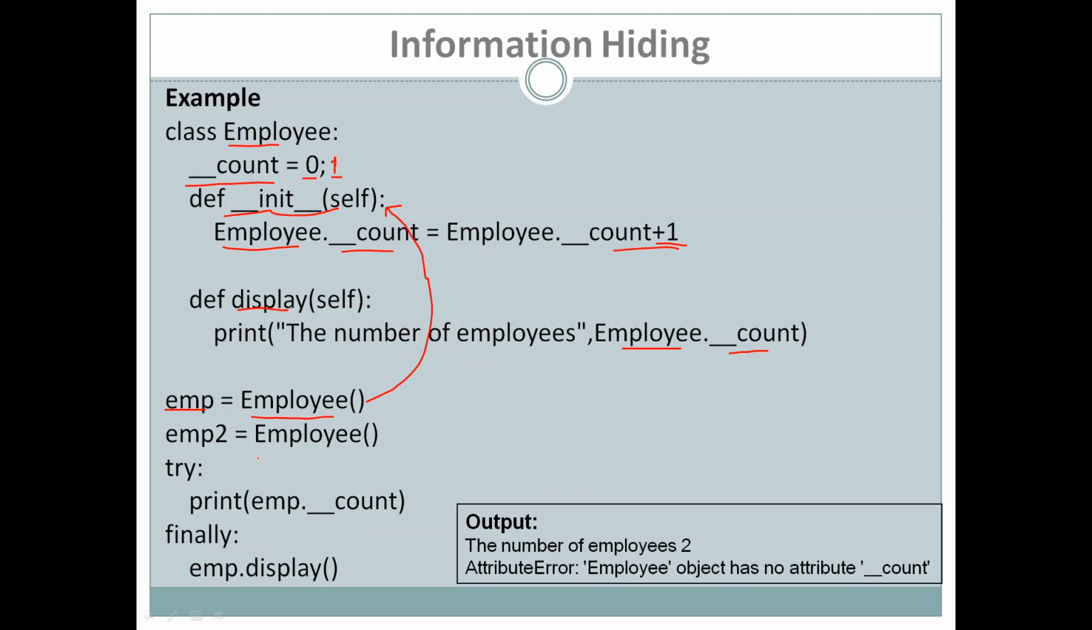Okay, then we have created one more object of class employee. You can see emp2 is equal to employee. So again the init is called, and again that will increment the count by 1. Again there is no separate count variable for emp and emp2, remember, because count is a class variable, the same count variable is shared by both the objects. That is the reason the same count is incremented, and which was 1 earlier, now it is 2.